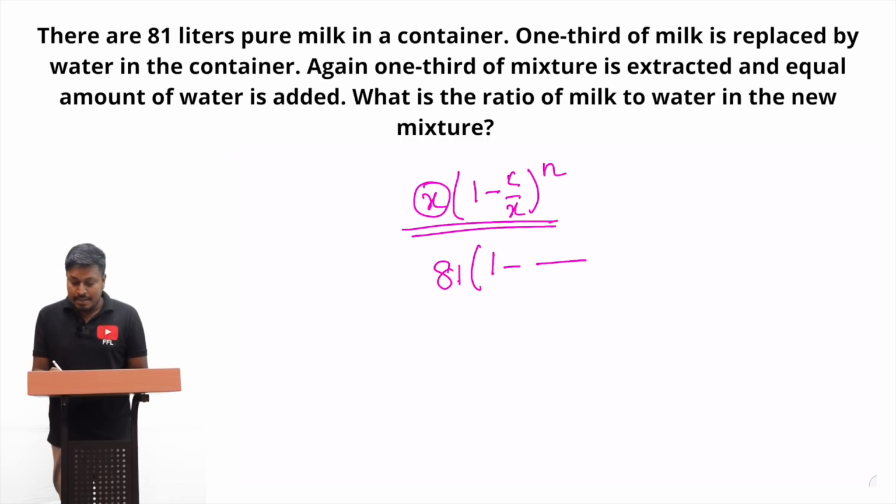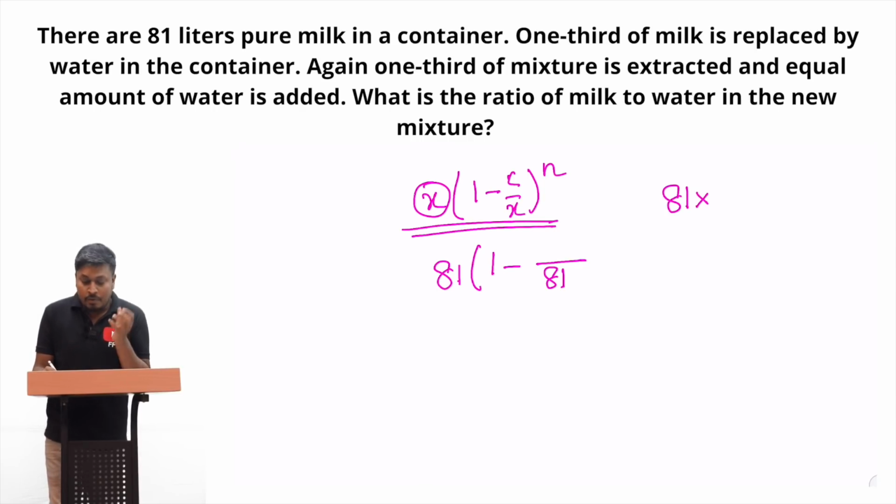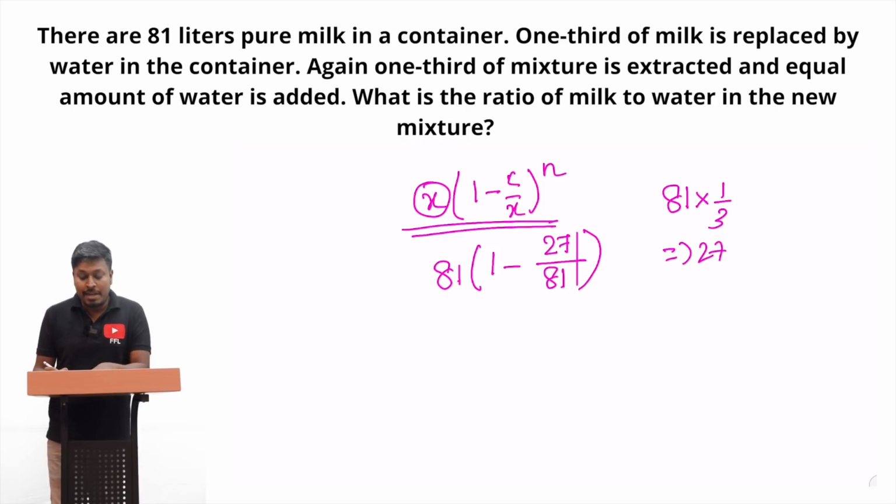So 1 minus c by x, where x denotes the capacity of the tank, 81 liters, and c will be how much amount has been taken. Here you can see 1/3 of the milk is taken and replaced with water. So totally there are 81 liters of pure milk, and out of this, 1/3 of the milk has been removed, which is 27. So the value of c will be 27, and n will be the number of times they have repeated. How many times? 2 times, so the power will be 2.